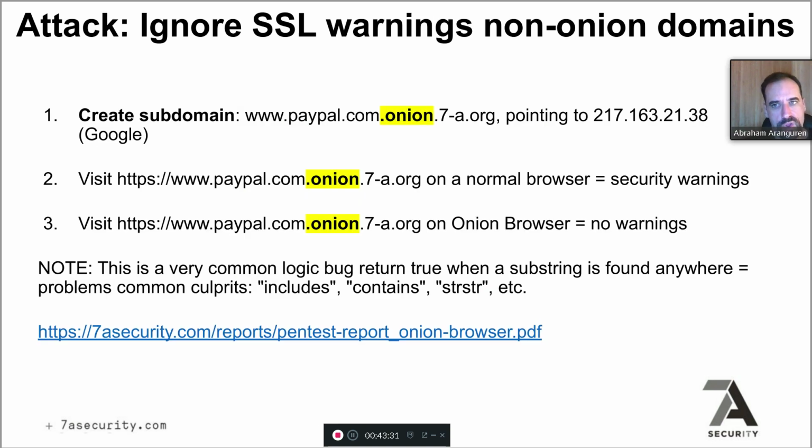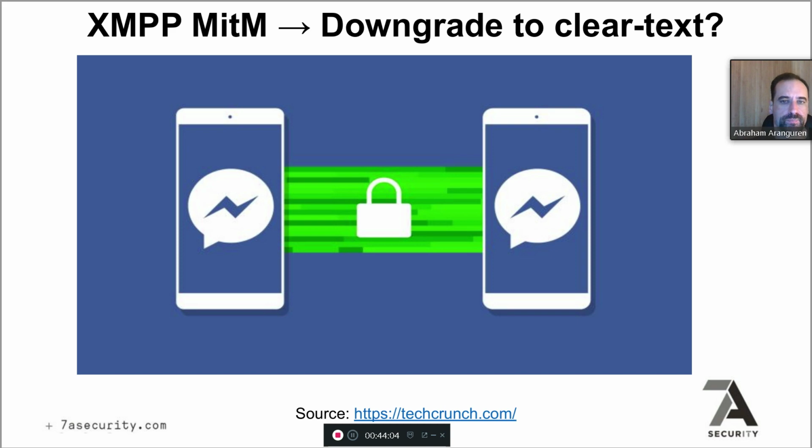So for example, we could create a subdomain like www.paypal.com.onion.7-a.org, pointing to a Google IP address, and then when you visit this URL from a normal browser, you get security warnings. However, if you visited this URL using the Onion browser, there were no warnings because there was a .onion somewhere, right? So this is a very interesting logic bug that is very common in many applications, not just mobile, when developers use things like includes, contains, string, and so on.